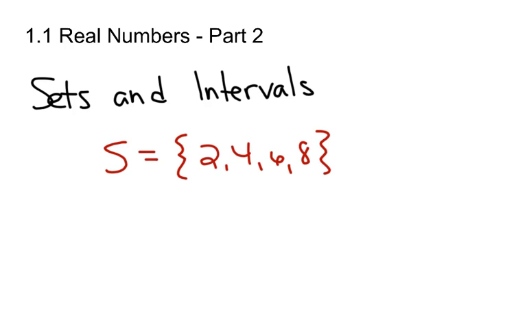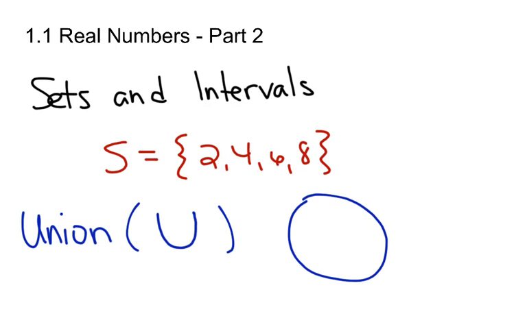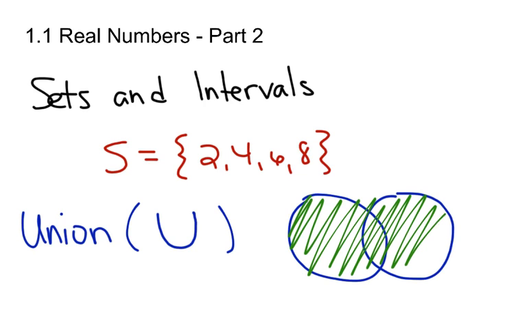Well, there are a couple things we're going to do with sets, and we're going to find something called a union. A union, which is denoted by this symbol. It looks like a U, but it's kind of a big fat U. If you think about Venn diagrams, you probably did these in middle school. A union meant put everything together. You put both sets together.